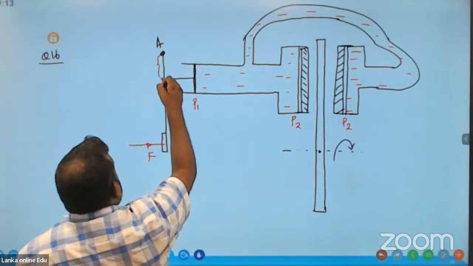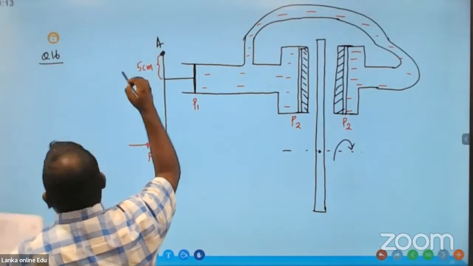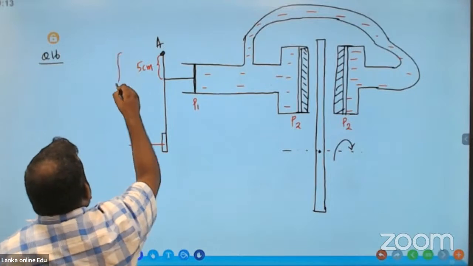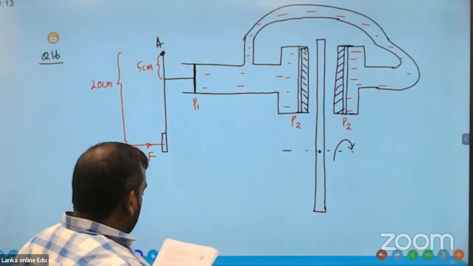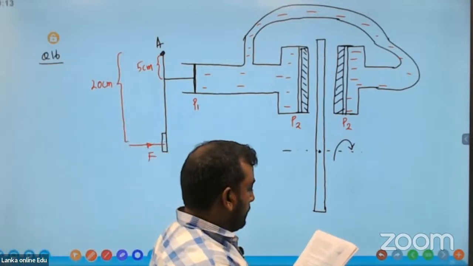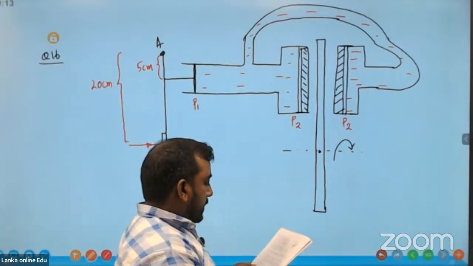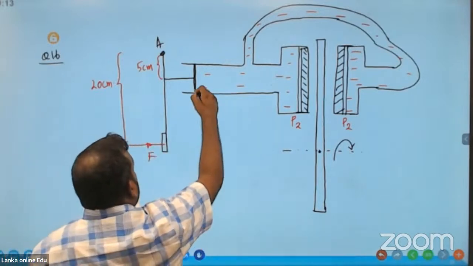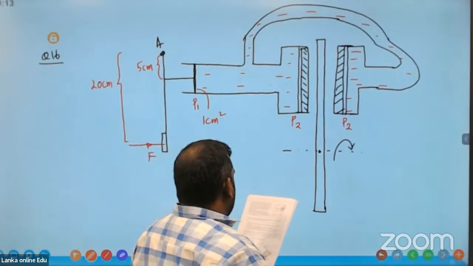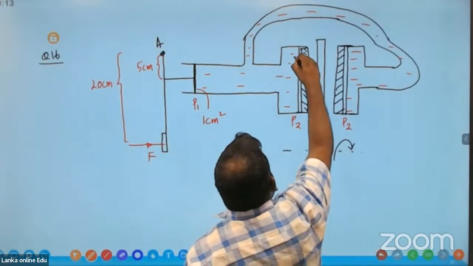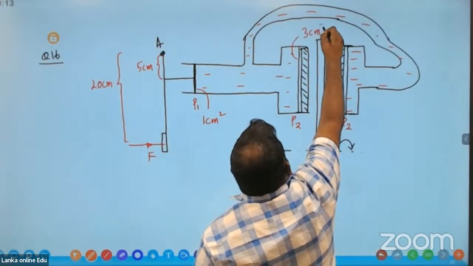They have given you this distance, 5 centimeter, and that distance, 20 centimeter. Cross-sectional area of the master piston is 1 centimeter squared. Cross-sectional area of the secondary piston, here you go, is 3 centimeters squared.